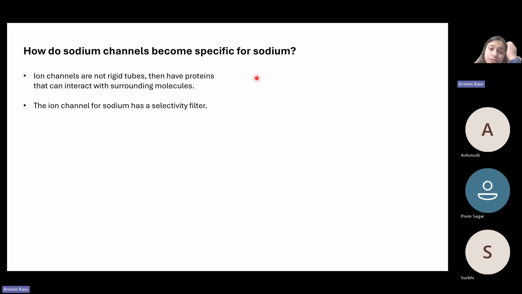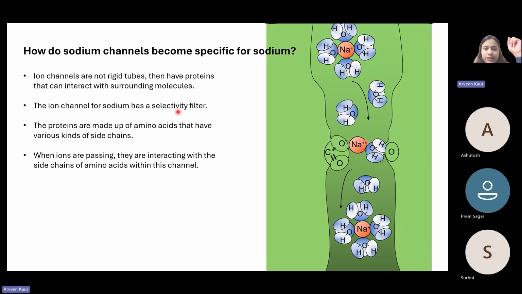So this we understood, how the potassium channel is selective for potassium and not sodium. But how do sodium channels become specific for sodium, right? That also has to occur somehow. So how does that happen? So the ion channels are not rigid tubes, but they have proteins that can interact with the surrounding molecules. This was a second theory, right? So the ion channel for sodium has a selectivity filter. Now, how does the selectivity filter work? Right? So this is what the inside of the ion channel for sodium looks like. So what happens is the proteins are made up of amino acids that have various kinds of side chains.